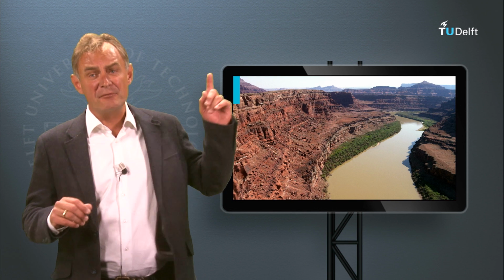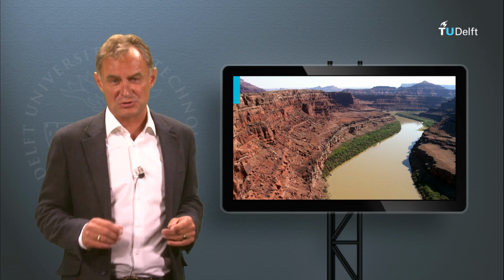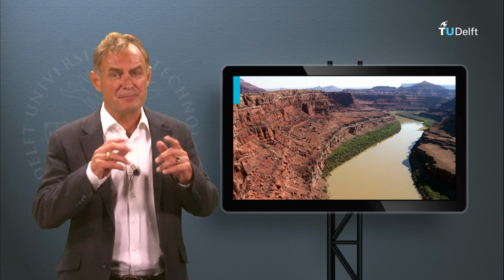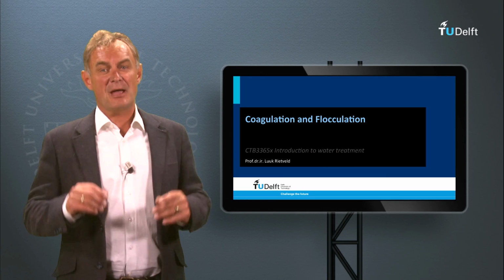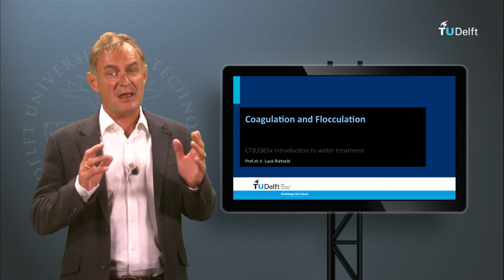Surface waters can be very turbid and full of color-causing substances. These must be removed for the production of drinking water. Welcome to the lecture about coagulation and flocculation.